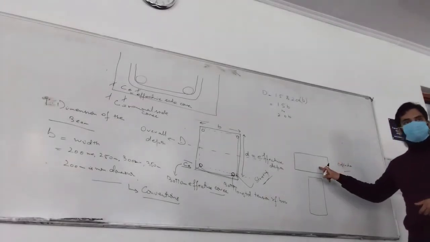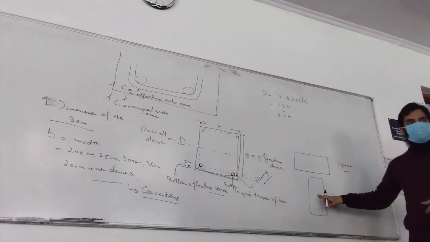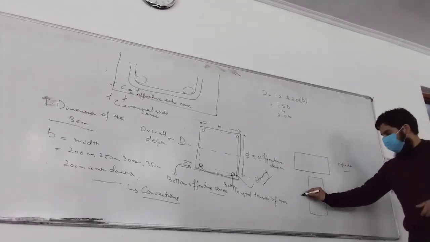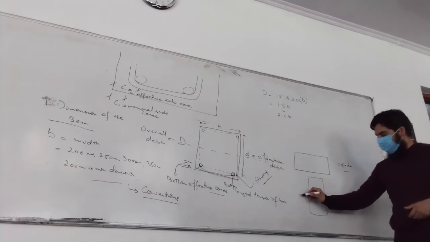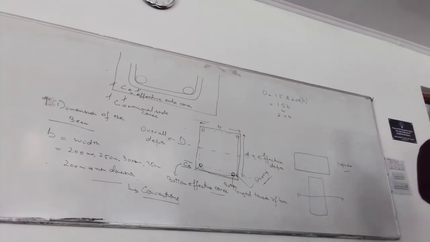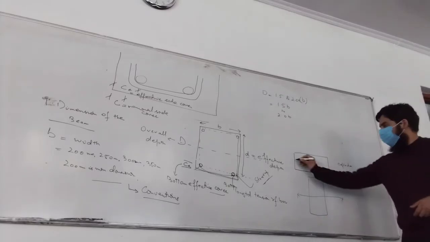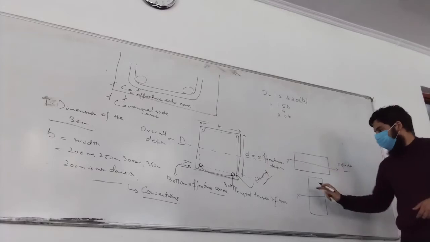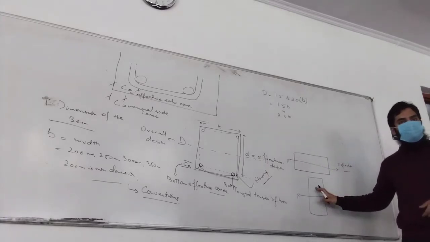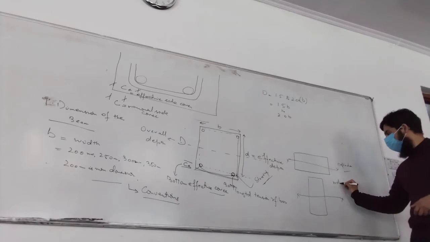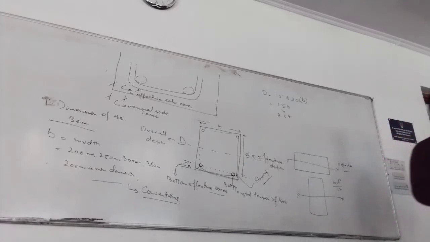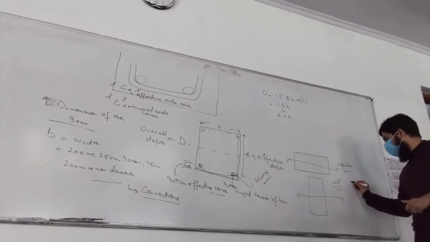Now this beam will have more chances of deflecting if the width is more than the depth. When the depth is more, the moment of inertia about this axis, x-axis, where will the moment of inertia about x-axis be more? In this case or in this case? In this case, because then it will be bd³ by 12 is the moment of inertia. And what does moment of inertia have to do with this? Stiffness.